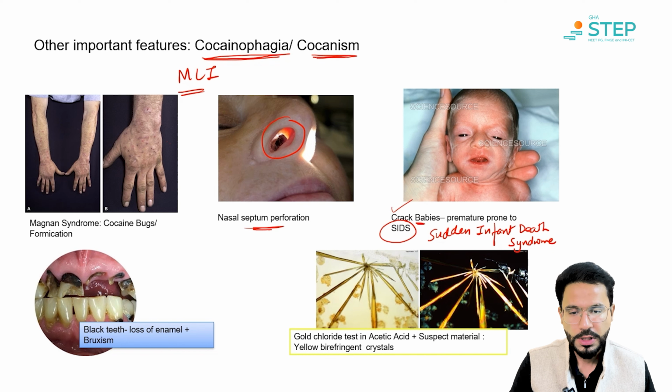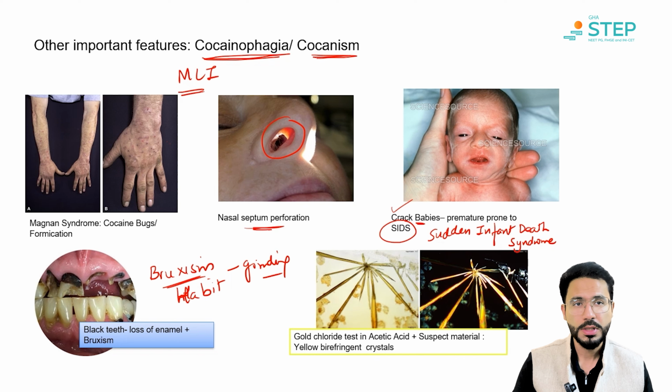Then another important feature is black teeth, which can be caused by chronic cocaine ingestion, when a person has an act known as bruxism. So bruxism is more of a habit, the constant grinding of teeth together. So if a person is constantly grinding their teeth, they will have a loss of enamel plus black teeth near the gums.